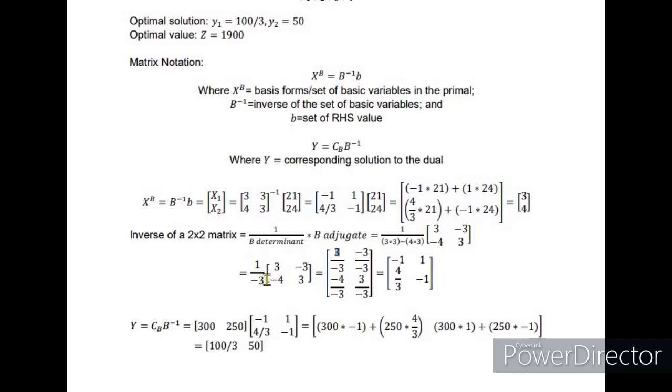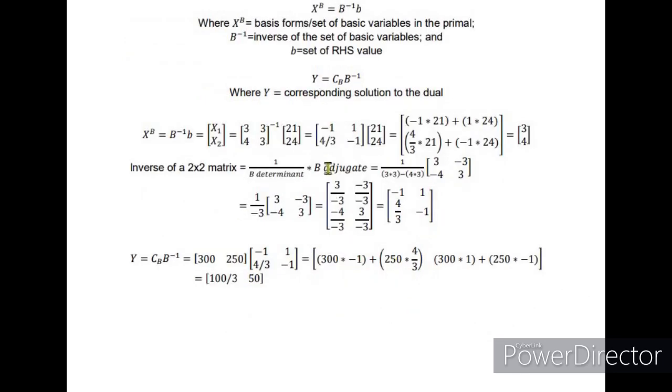Okay, so next, negative 1/3 multiplied by negative 3. So the result will be like this. So that's how you get your inverse. This is another way of getting the inverse of a matrix.